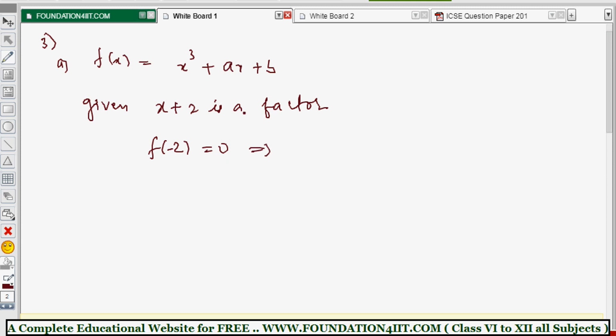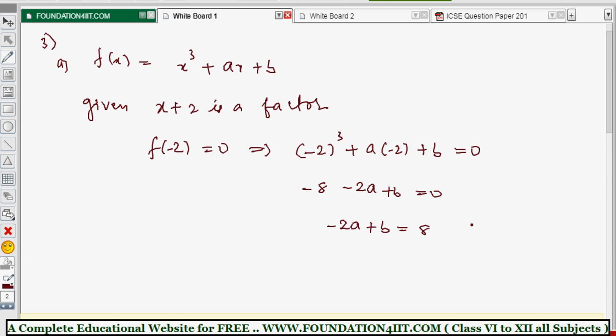Okay, that implies in the place of x, minus 2 we will keep. So minus 2 cube plus a into minus 2 plus b is equal to 0. And minus 2 cube is minus 8. Minus 8 minus 2a plus b is equal to 0. Then minus 2a plus b is equal to plus 8. Okay, take this side. Then you can change: 2a minus b is equal to minus 8. Let this be equation 1. Okay, all the signs are changed.